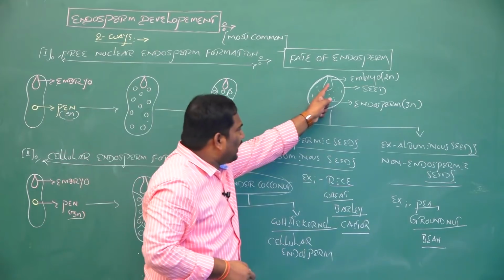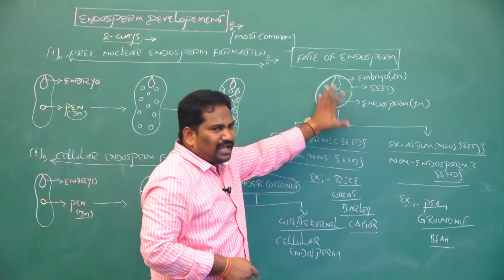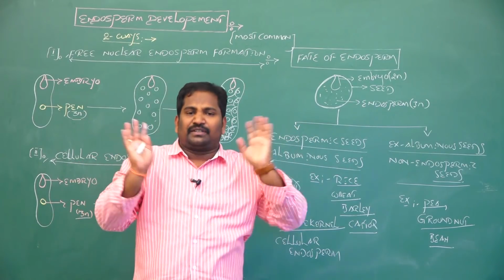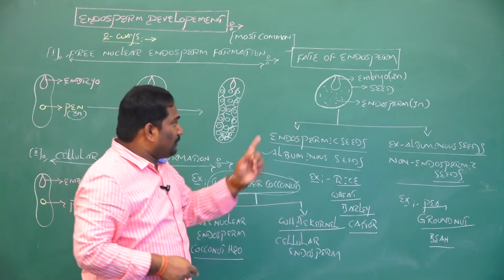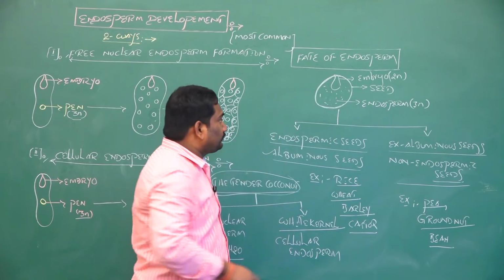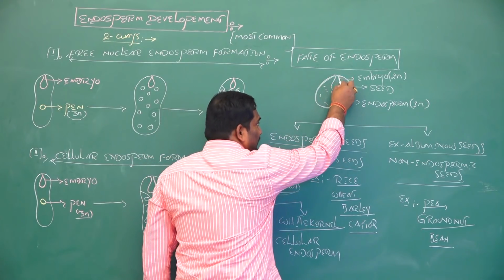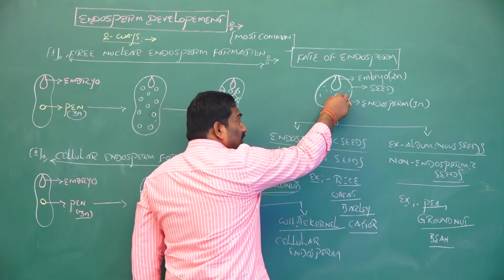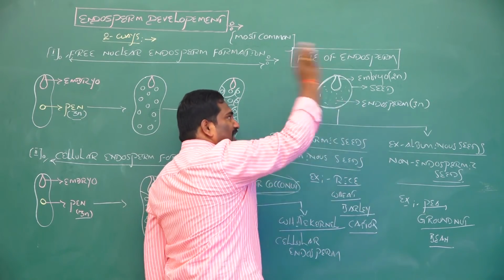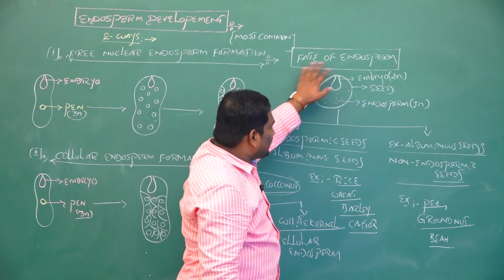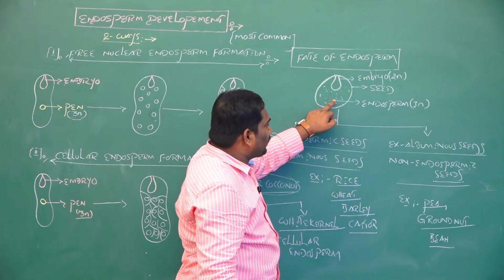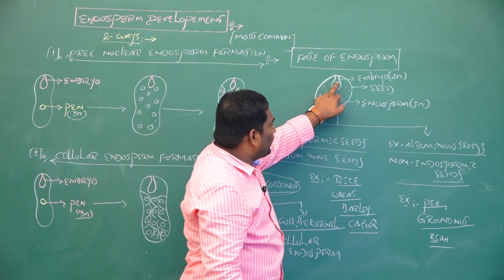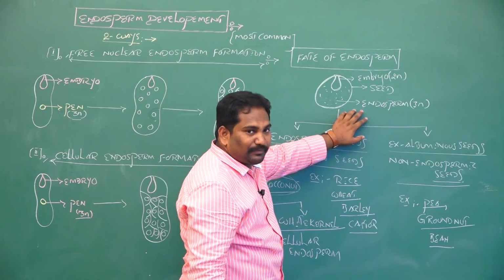Generally, the growing embryo gets nourishment from the endosperm, because endosperm is a nutritive tissue and stores food material. At the mature condition of this seed, this is one seed having triploid nutritive tissue endosperm and a diploid embryo. The diploid embryo gets nourishment from the endosperm.